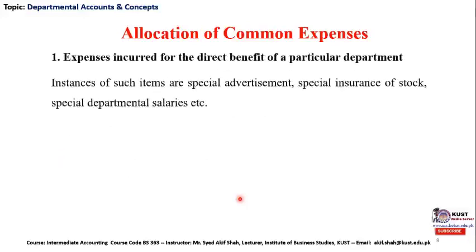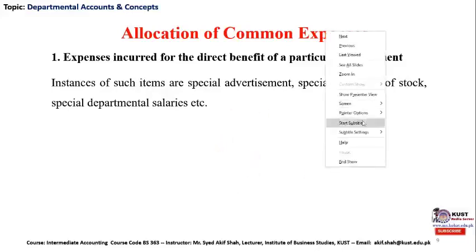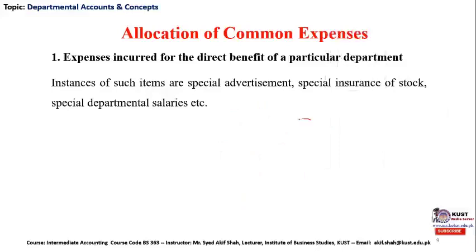Let us discuss one by one in detail these conditions. Number first was the expenses incurred for the direct benefit of a particular department. As the statement states, if a particular expense is related or specific to one particular department, let's suppose department A, then definitely such expenses must be treated in department A only so as to reach the final profit and loss statement of that particular department.